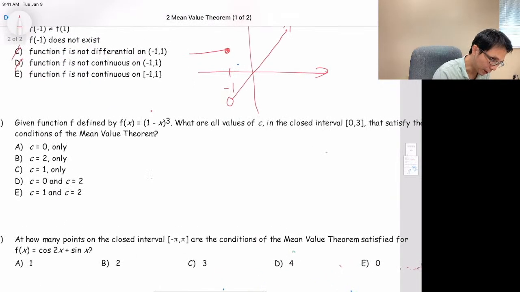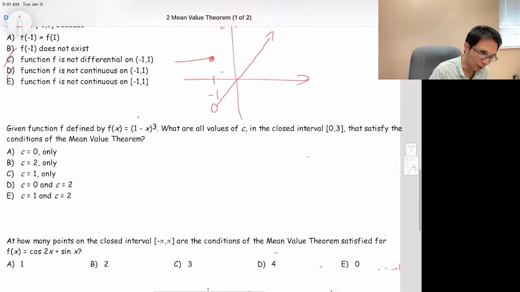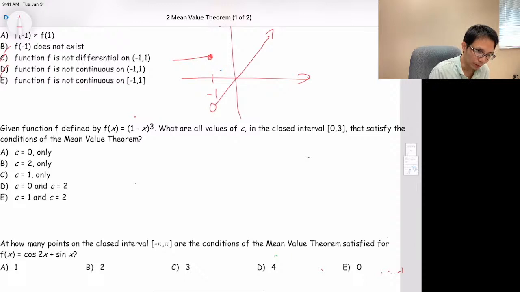So here it says, given that function f is defined by f of x equals 1 minus x to the cube, find all the values c in the closed interval 0 to 3 that satisfy the conclusion of the mean value theorem. So let's talk about the mean value theorem again.